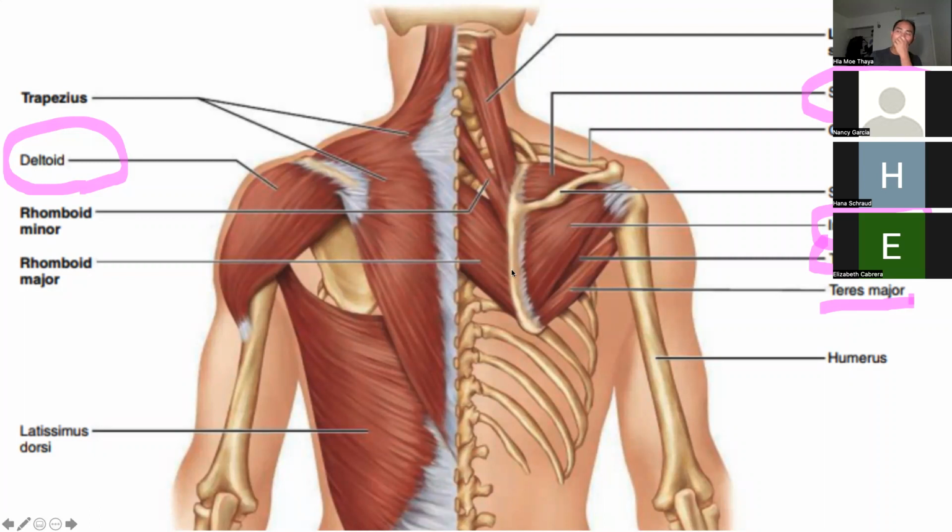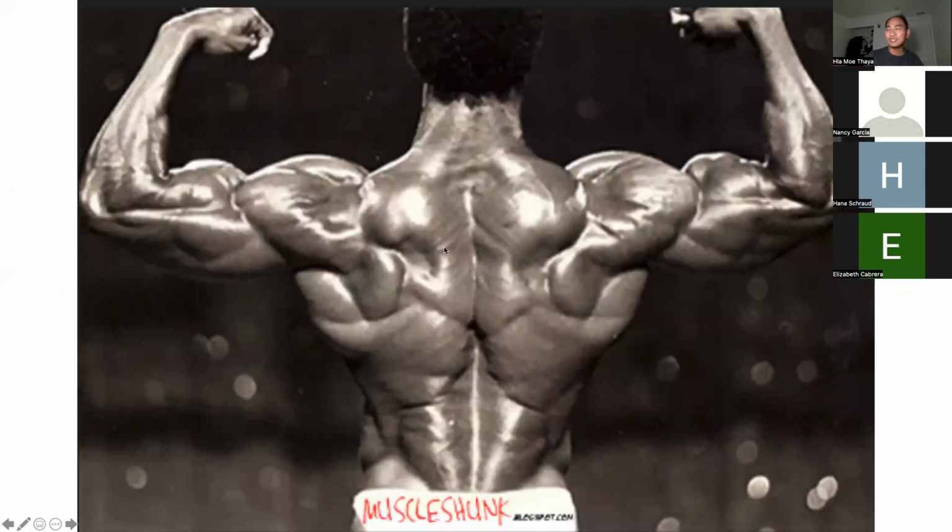On the medial border of the scapula, we have the rhomboid major and rhomboid minor muscle here. So these are the rhomboid muscles, and therefore I just wonder, is this part of the rhomboid muscle, or I'm not sure whether this is the large trapezius, which is covering the upper part of the back around the spine.